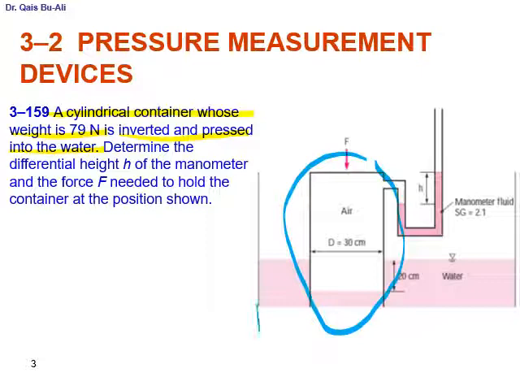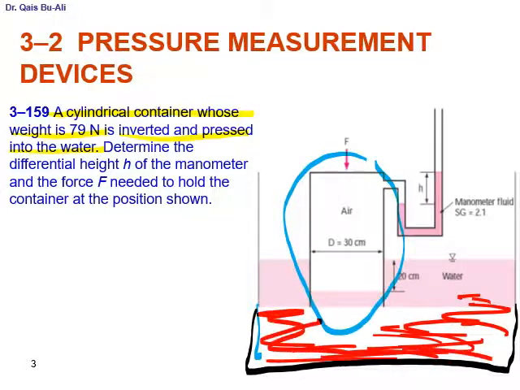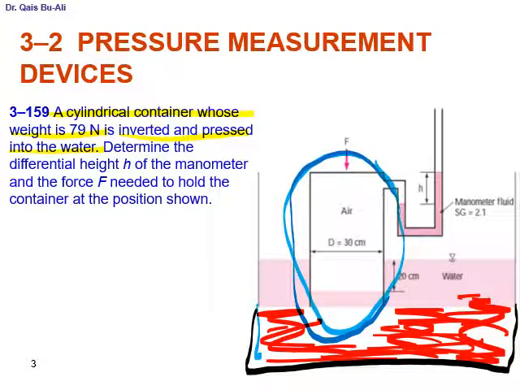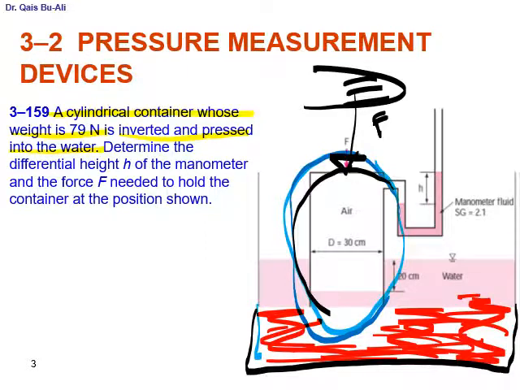So you can think of this as a container that contains, I don't know, so all of this is water, all of this is full of water, as you can see. It is not shown. So I took this cylindrical container, I inverted it, and I pressed it. So I applied a force here. My hand is here, so I am applying a force on it to keep it in position. And the force that I am applying is F. The weight of the container itself is 79 Newton. I will just write here, weight is equal to 79 Newton.